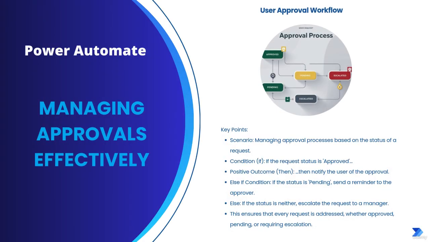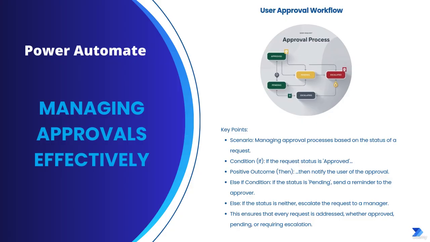Scenario: user approval workflow. Introduction. In any organization, managing user approval processes effectively is essential for maintaining operational flow. The if-else condition can facilitate timely decisions based on the status of requests, improving communication and accountability. Example breakdown. Condition definition: If the request status is approved. This condition checks whether a request has received approval. Positive outcome action: Then notify the user of the approval.